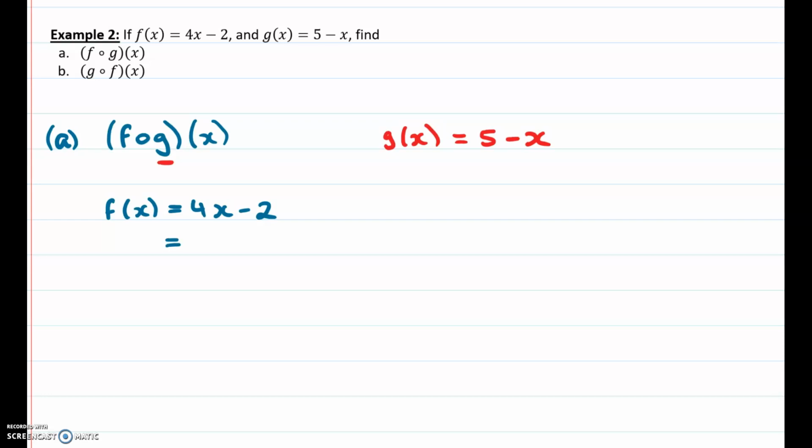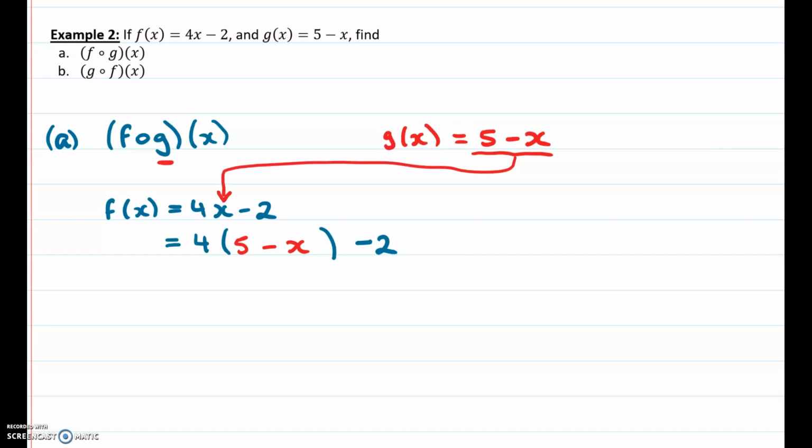So this is now going to become 4, and then instead of x, we're going to replace it with 5 minus x. And then we still have to have that minus 2 here. Okay, we don't get rid of the minus 2. So we're replacing the x with this 5 minus x here. Okay, so we wrote down g of x first, and then whatever answer we got for g of x, we put that into f instead of the x in f.